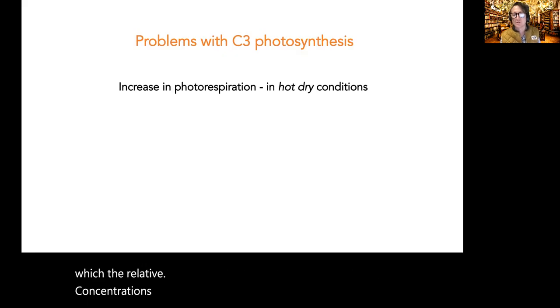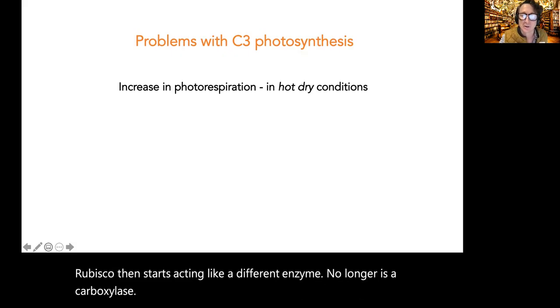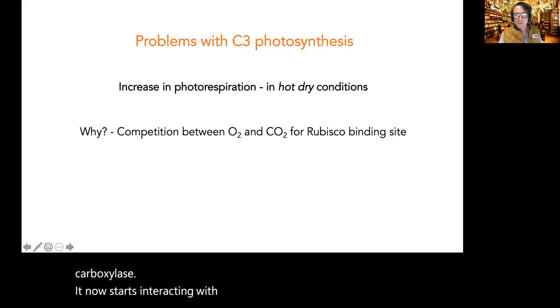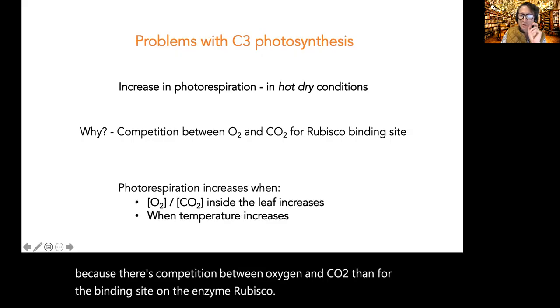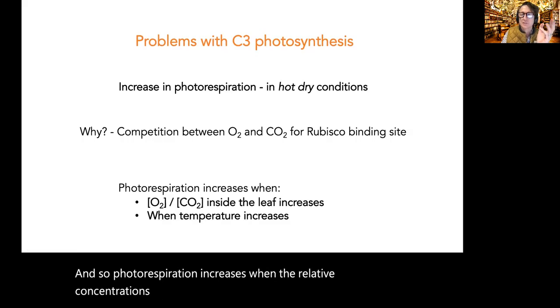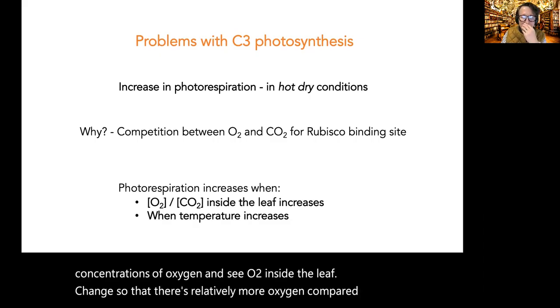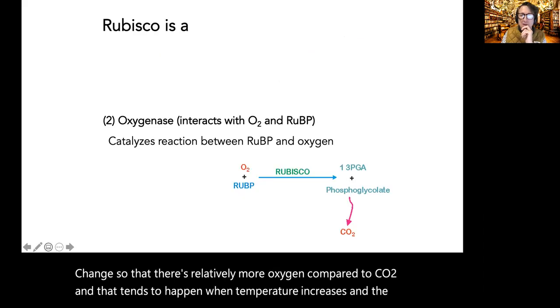We get a decrease in CO2, and because of which the relative concentration of oxygen compared to CO2 increases, and because of which Rubisco starts acting like a different enzyme. Okay? No longer is it a carboxylase, it now starts interacting with oxygen. This occurs because there's competition between oxygen and CO2 for the binding site on the enzyme Rubisco. And so photorespiration increases when the relative concentrations of oxygen and CO2 inside the leaf change so that there's relatively more oxygen compared to CO2. And that tends to happen when temperature increases, okay? And the plants are drought stressed.